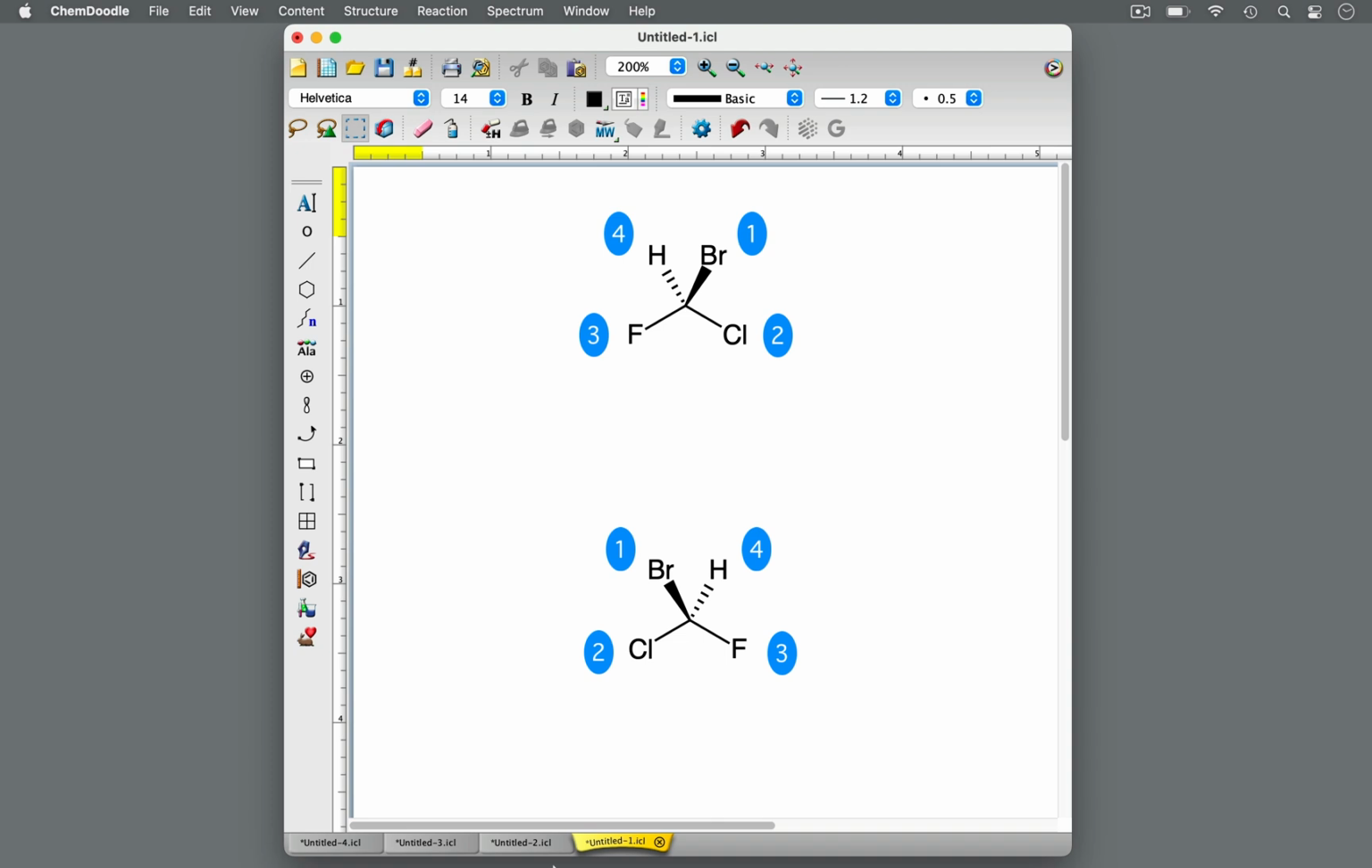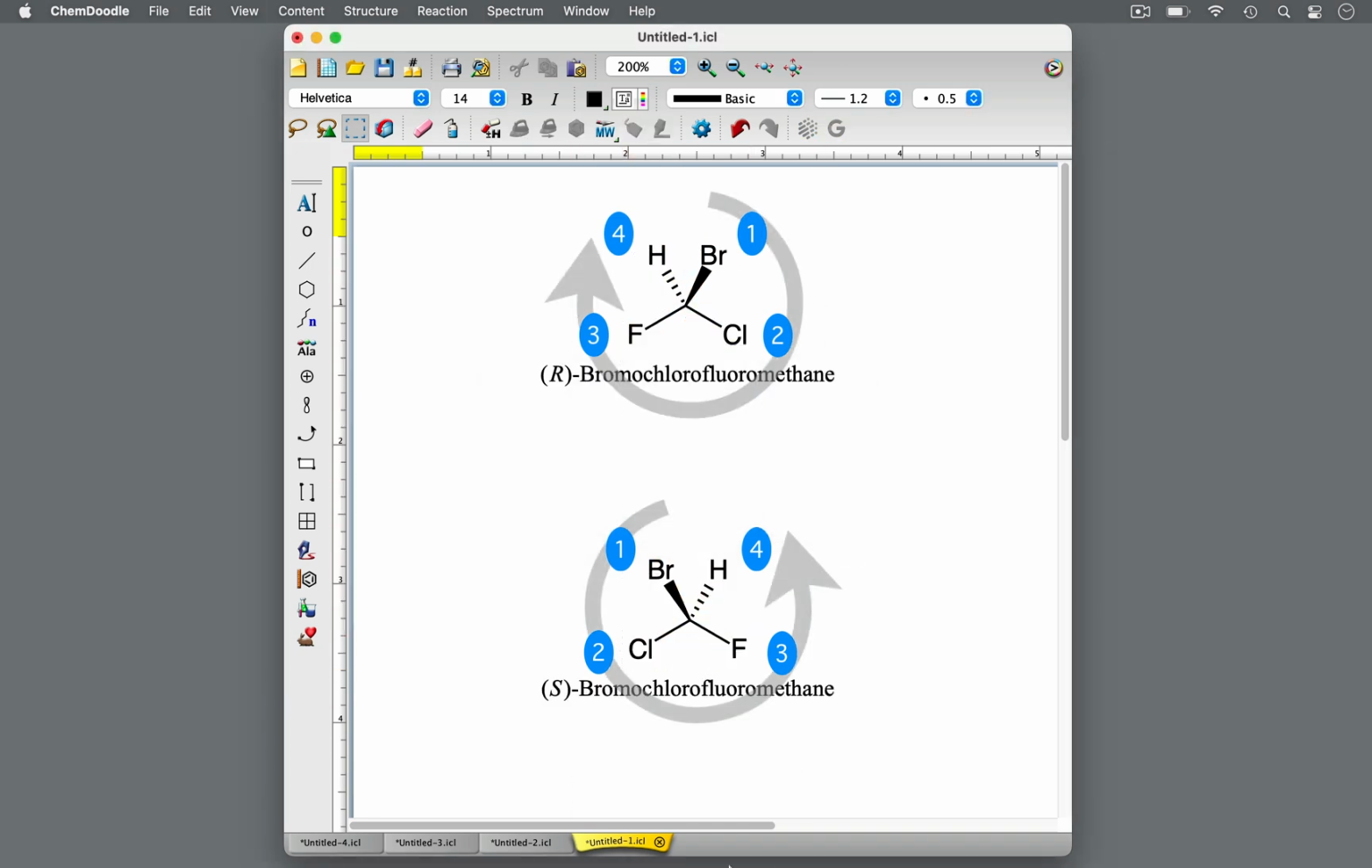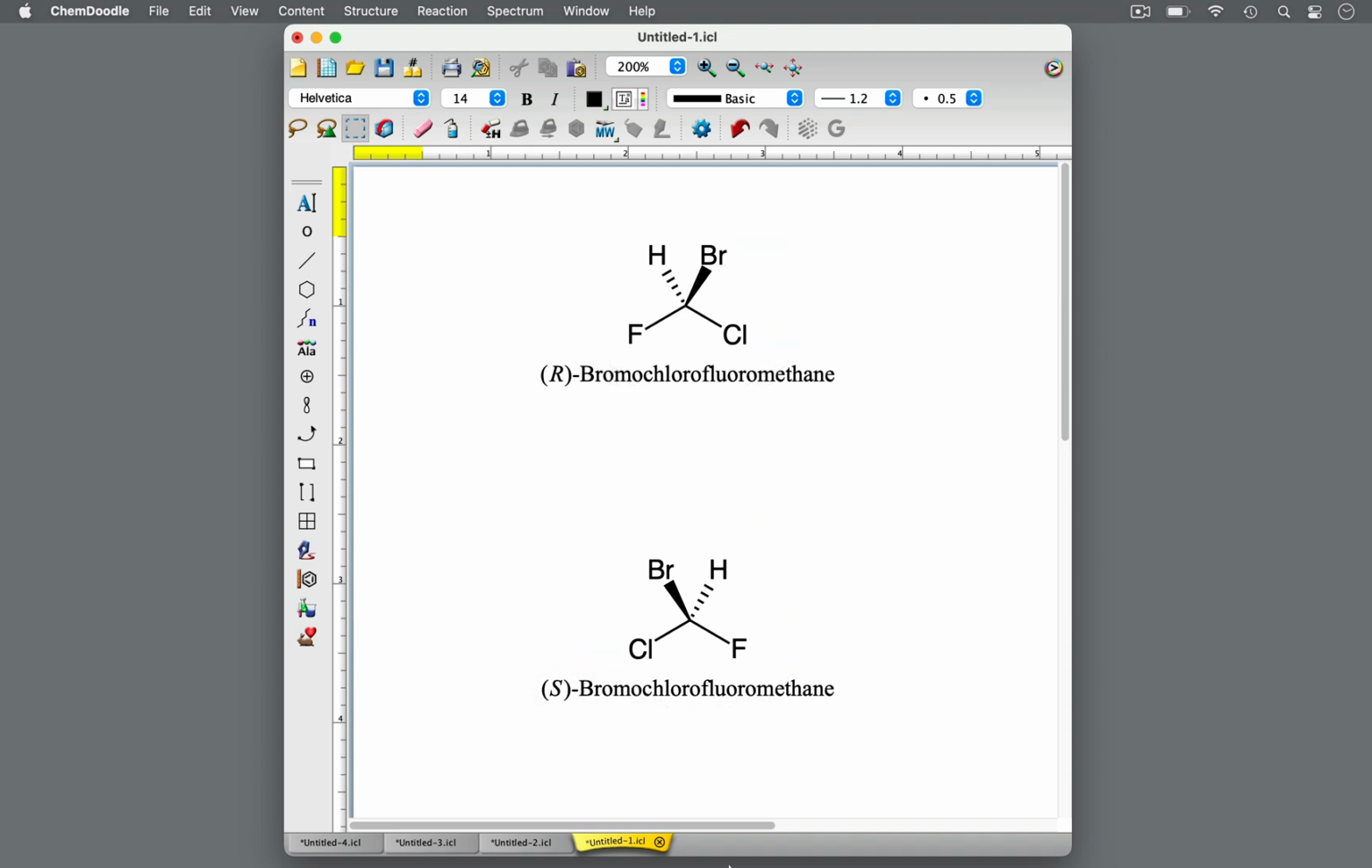With the lowest priority group, the hydrogen, oriented away from us, draw an arc from priority group 1 to 2 to 3. When the arrow direction is clockwise, the stereocenter is R. When the arrow direction is counterclockwise, the stereocenter is S. Assigning a chiral center as R or S is straightforward when the molecule is presented with the lowest priority group already directed away from us.